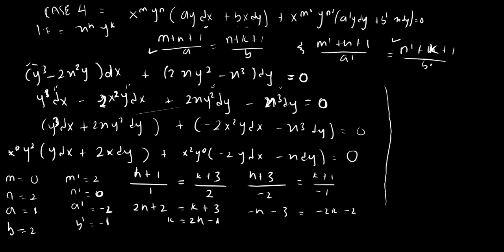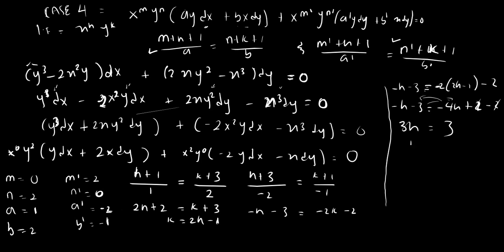All right, and then we're going to just substitute our values and solve. Remember, k is equal to 2h minus 1, so we're going to have negative h minus 3 is equal to negative 2 times 2h minus 1, then we have minus 2, right? So we have minus h minus 3 is equal to negative 4h plus 2, minus 2. So this will cancel out this, right? So this one will come to this side. So we're going to have negative h plus 4h, which is going to give us 3h, and this minus 3 will come to this side. So we're going to have 3, and our h is equal to 1. Now our k is equal to 2h minus 1.